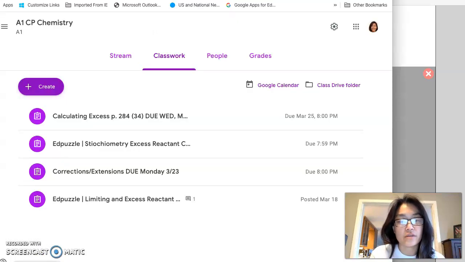Here's an example of the way your classwork looks in Google Classroom. So you can see that corrections and extensions are due today. You can see that your Edpuzzle is due at 8 o'clock tonight. And you can see that your next homework assignment is not going to be due until Wednesday. So that's what you can see there.